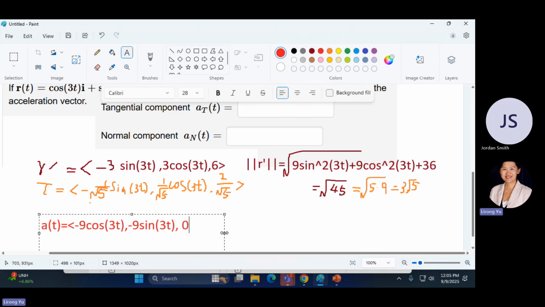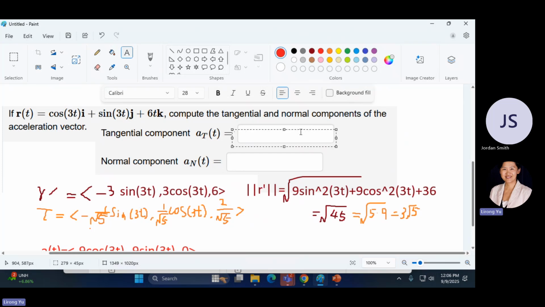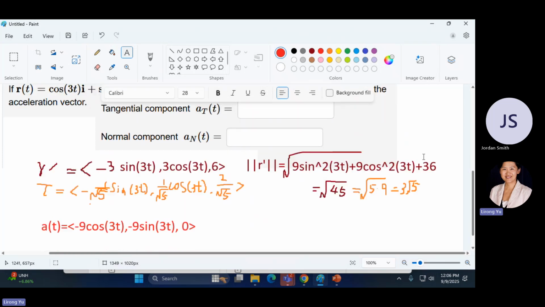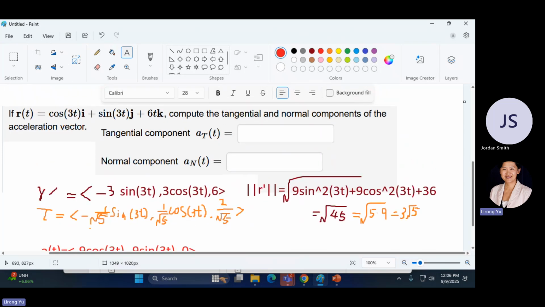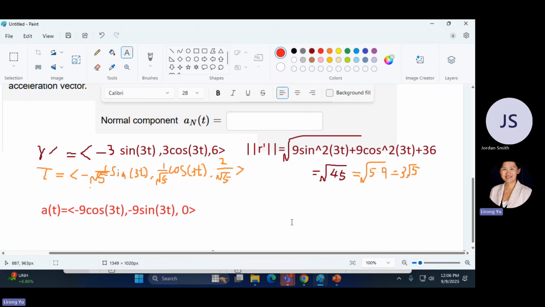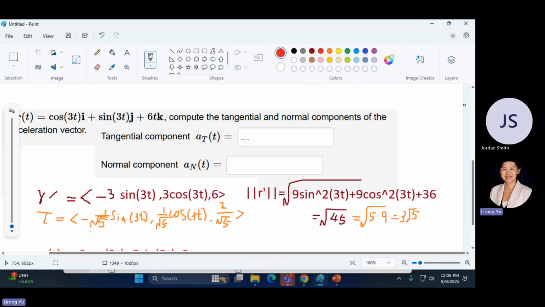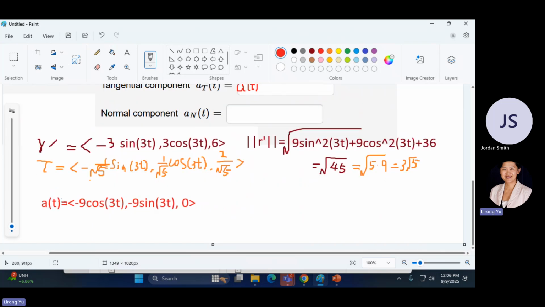And the derivative of 6 equals 0. So there we have it. That's the AT, and then right here we go back to the calculation. AT equals vector A dot T. That's right. It's equal to the acceleration function A. That's the one that we find out.